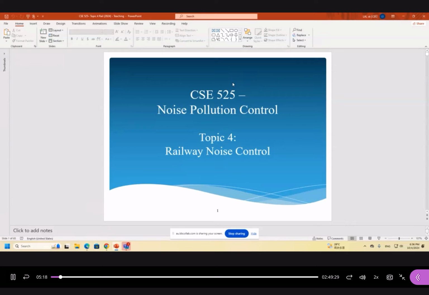The working principle is similar to road traffic noise assessment, okay? Because both of the documents, one is the assessment for railway noise control, and the other is for road traffic noise control. Both of the documents were prepared and issued by the Department of Transport in the UK.